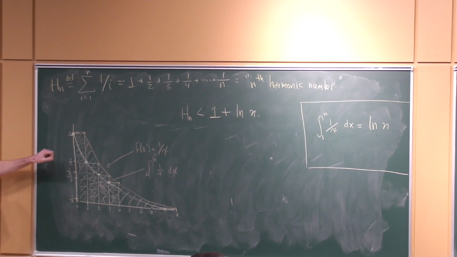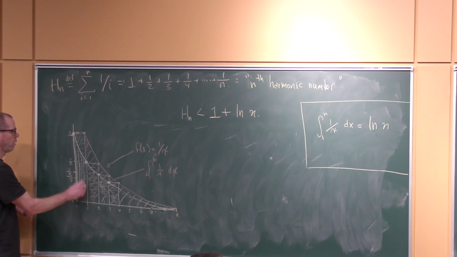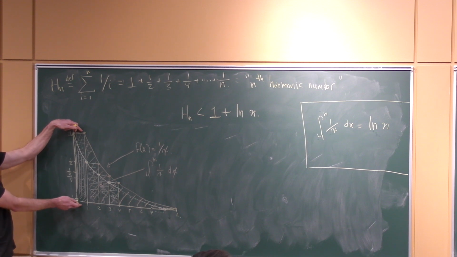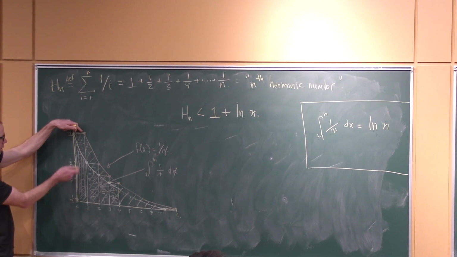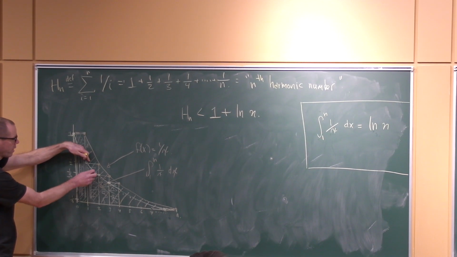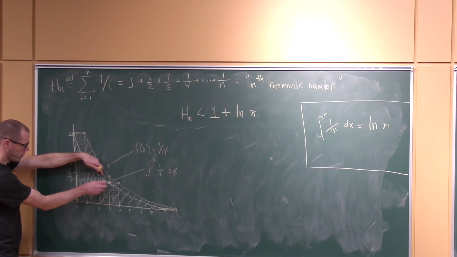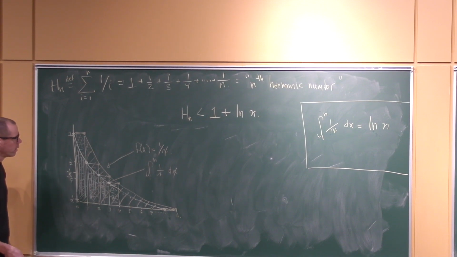But notice now that this part here is contained in this first rectangle. So the area of this thing is smaller than the area of the first rectangle. And this part is contained in the second rectangle, so the area of this thing is smaller than the area of the second rectangle. This one is contained here, so it's smaller than the area of the third rectangle.